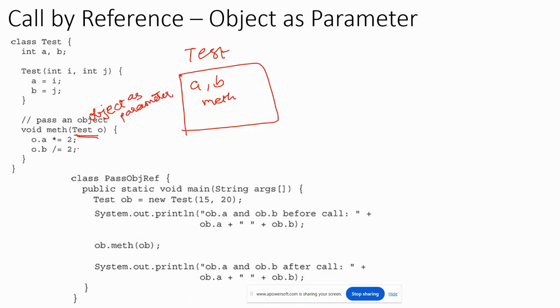Okay, we have performed some operation. o.a, this is the shortcut operator, right? o.a equal to o.a into 2. That is the meaning of this. o.b equal to, o is the object, o.b equal to o.b divided by 2.